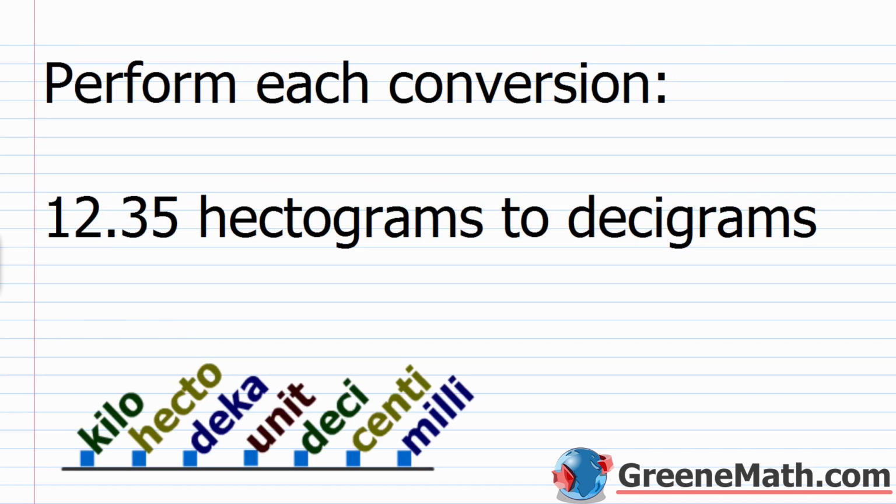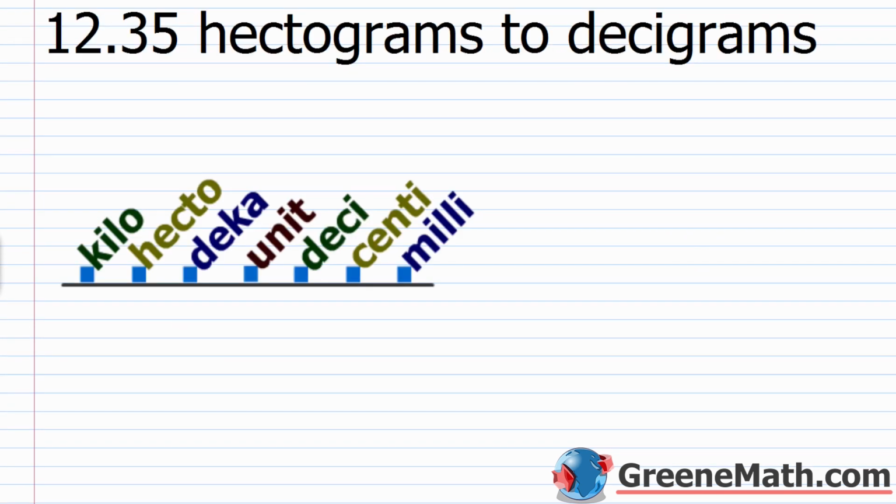Hello and welcome to Pre-Algebra Test Section 1 on converting between metric units. All right, so we want to perform each conversion, and we're going to start out with 12.35 hectograms to decigrams. So remember, when you work with the metric system, it's super easy to do conversions when you have a prefix chart like we have here.